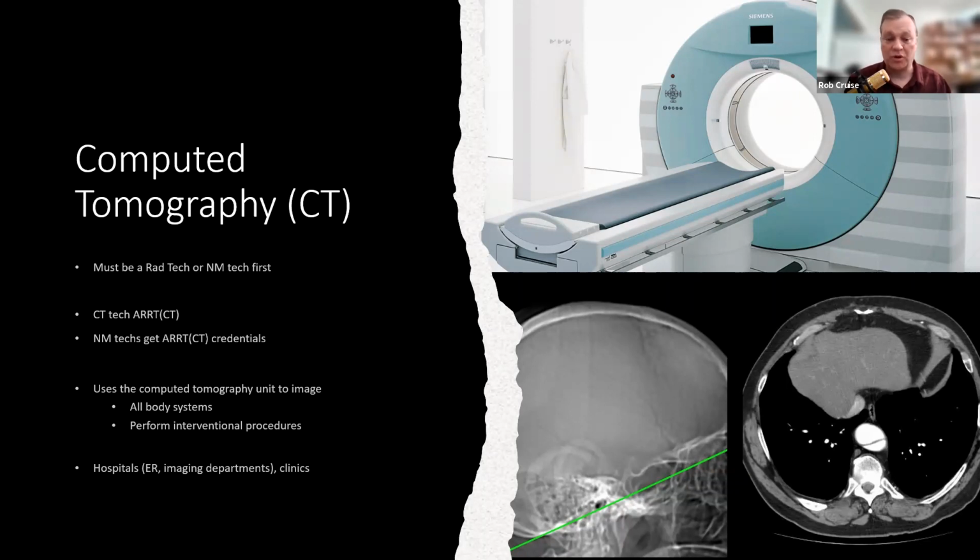There are some portable machines that we can use, but those are not as plentiful as the fixed CT scanners. This usually takes up 2 to 3 rooms. We have the scan room, an equipment room where all the computers are that help us produce the images, and a control room. It's quite a large machine.